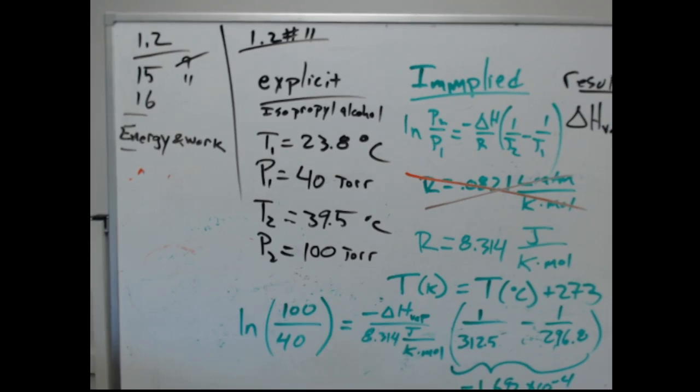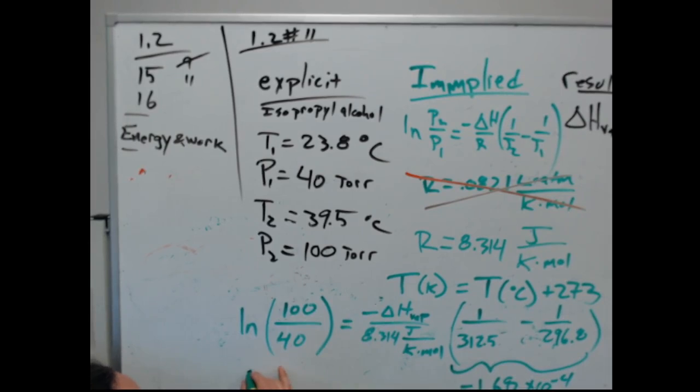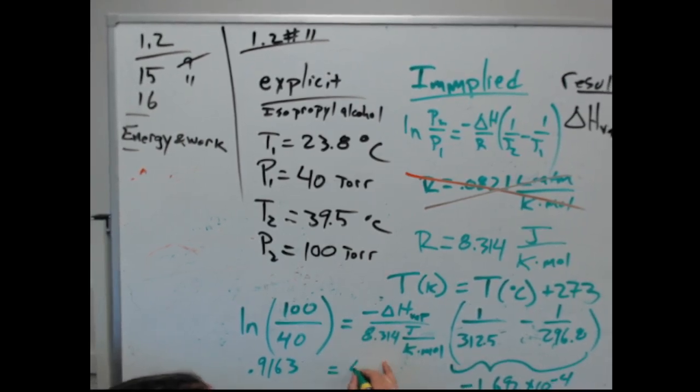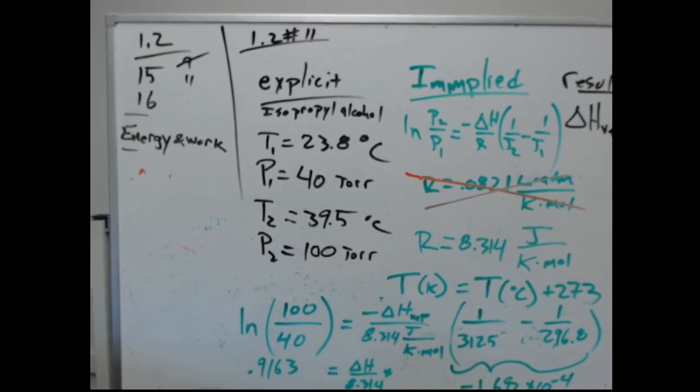Over here, 100 divided by 40, natural log, gives me 0.9163. I'm going to go ahead equal to delta H over 8.314 times, don't forget the negative. Thank you. Right, those negatives are going to cancel out. Times negative 1.692 times 10 to the minus 4. Negative will cancel out. So I'm going to multiply, divide, that'll get me delta H.